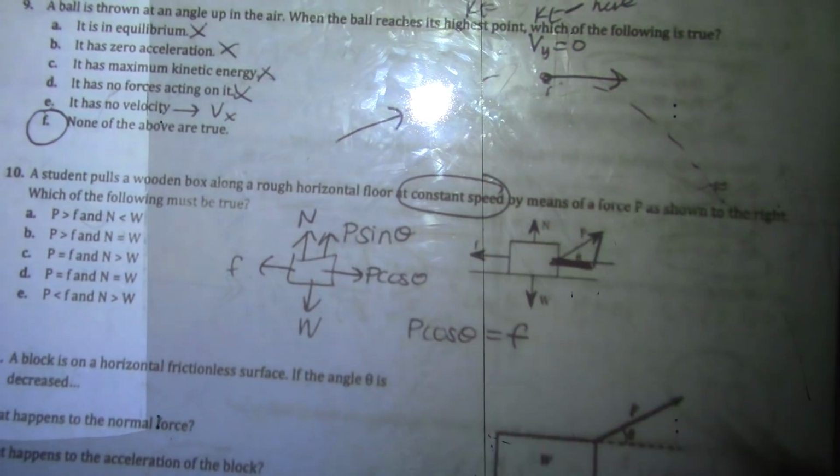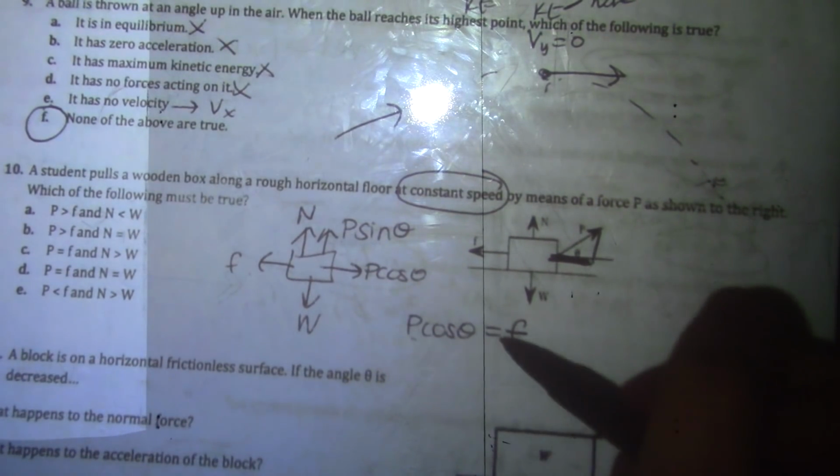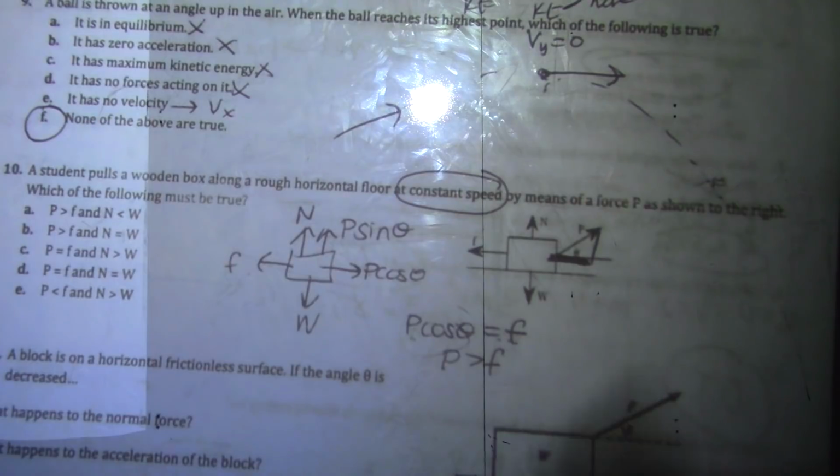So I know that these are at a constant speed. That doesn't tell me P equals F, that tells me P cosine equals F, right? So if P cosine equals F, that means only part of P balances out with F, which means P must be bigger if only part of it balances out F. So that means P would be greater than F. So that's the first two.